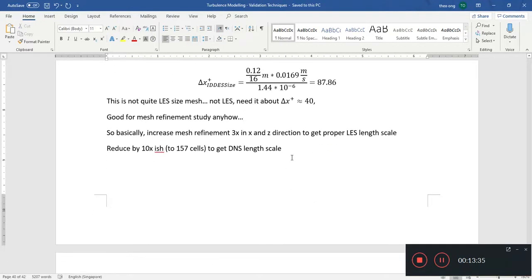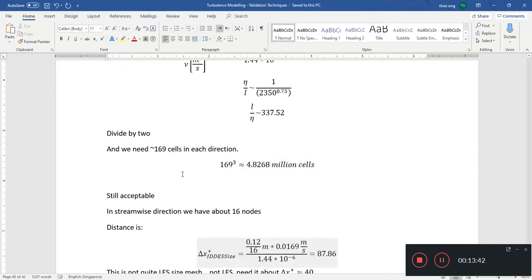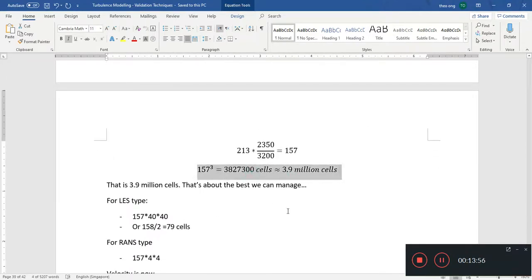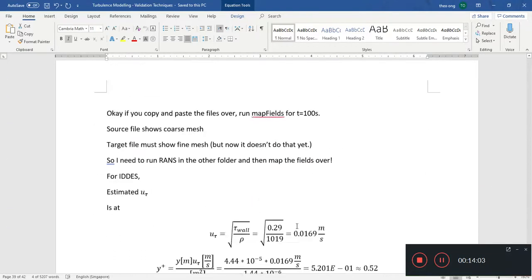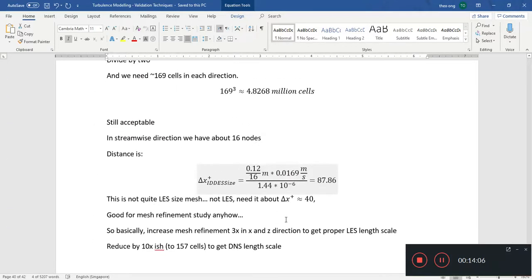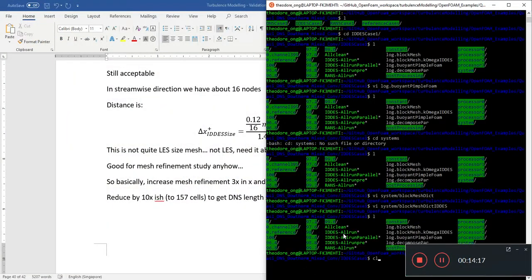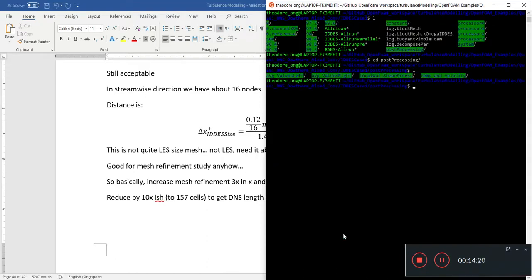So what's the length scale we are talking about if we shift to 157 cells? The recommended is about 169 cells, but that's about 1 million cells more than a 157 cubed kind of mesh. So even that little change makes a big difference of about 1 million cells. Let's see whether we can still get away with using a 157 cube. What we do is take a look at the wall shear stress. So in post processing, we take average values, left 100.